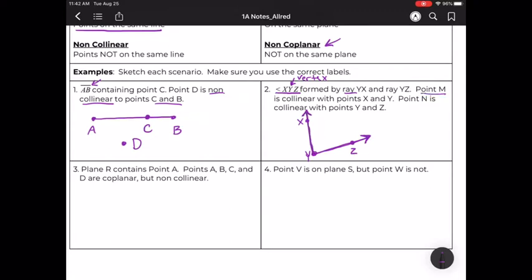Then it says that point M is collinear with points X and Y. So it's on that ray XY somewhere. So I'm going to put another point. It could be between there, or it could be outside if I left room, but it needs to be on that ray. So there's M, collinear with X and Y. And point N is collinear with Y and Z. So on the other ray, there goes an N. So our drawing should look something like that.